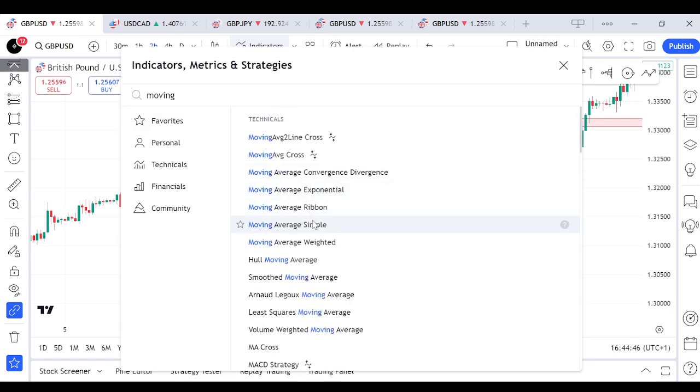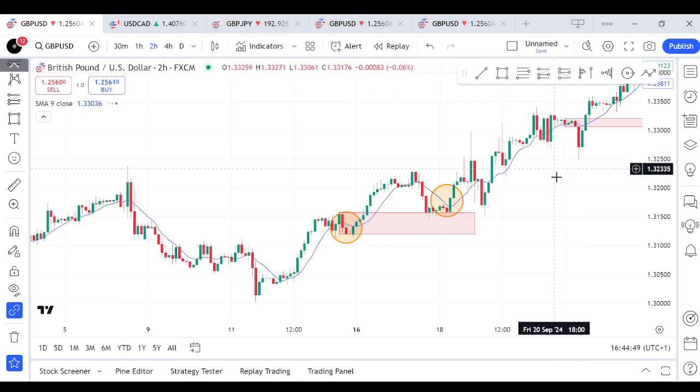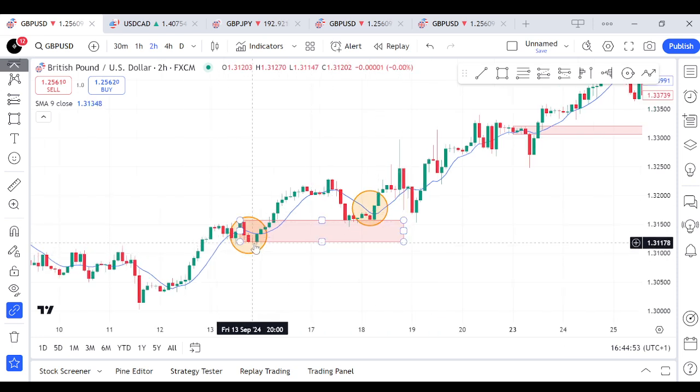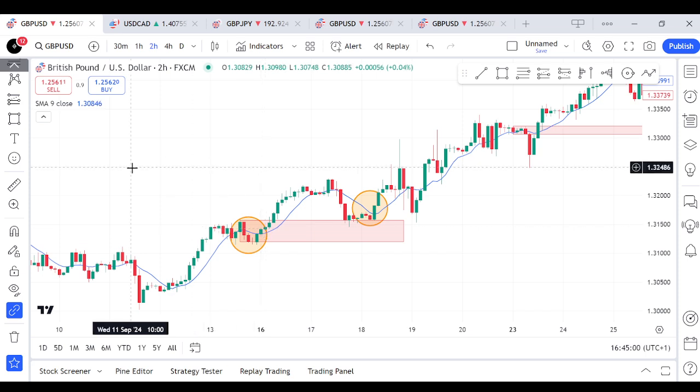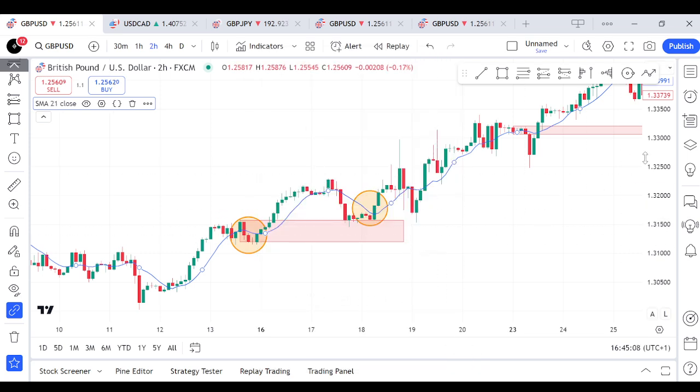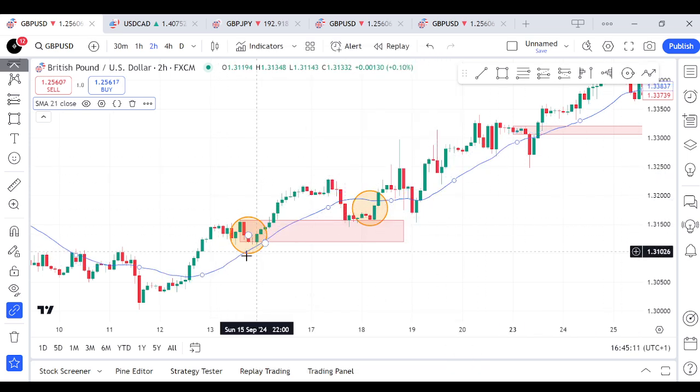So I have the simple moving average, and you can see this engulfing pattern right here. After we had this engulfing pattern, our price went above the moving average, confirming that yeah, we are bullish. And if I increase this to the 21-day moving average, now you can see this engulfing pattern at the moving average, and it is using the moving average as a support to push price higher.